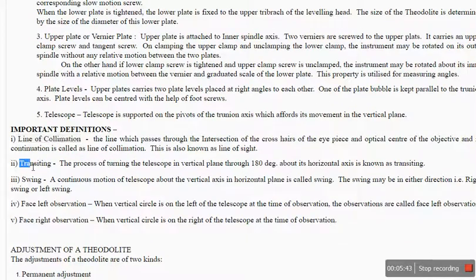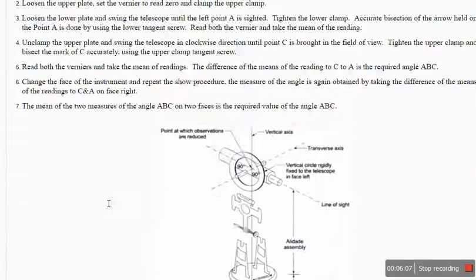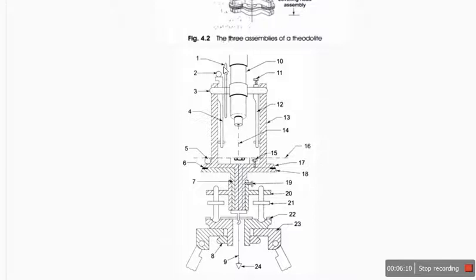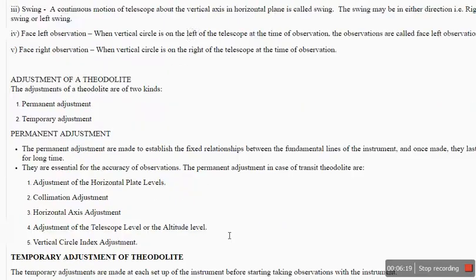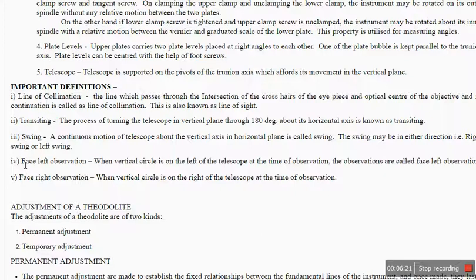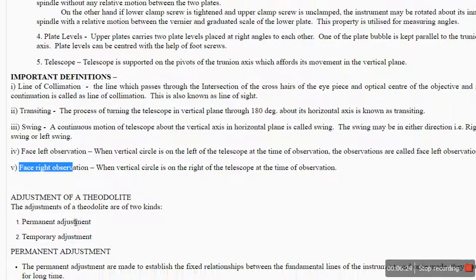Then we have transiting, the process of turning the telescope in the vertical plane. If you are rotating the telescope in the vertical plane, it is called transiting. If you are rotating the telescope in the horizontal plane about the vertical axis, then it is called a swing. If it is turned to the right, it's a right swing. If turned to the left, it's a left swing. This is the vertical circle, right? If the vertical circle, which has the graduations or readings, is towards the left side, then it is called a face left observation. If the vertical circle is towards the right side, then it's called a face right observation.